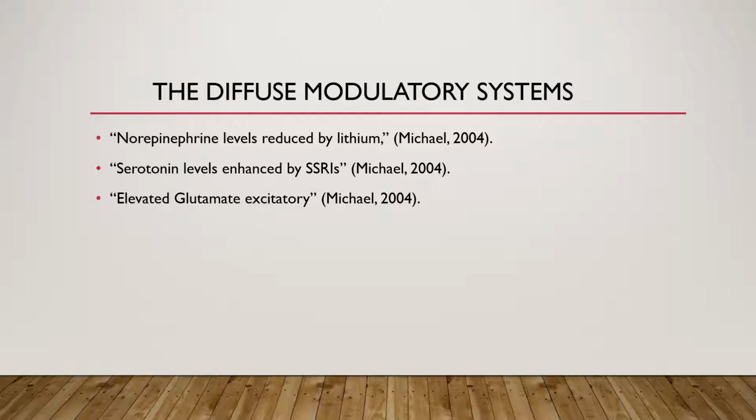There were three of the diffuse modulatory systems. The first one was that norepinephrine levels were reduced by lithium. So in patients taking lithium, the norepinephrine levels were reduced. In patients taking SSRIs, their serotonin levels were enhanced. And lastly, they had an elevated glutamate excitatory.